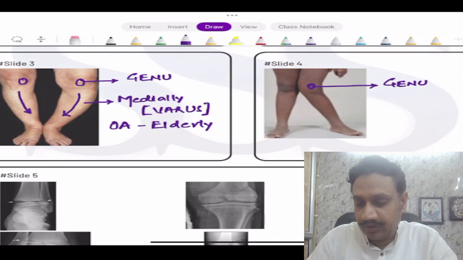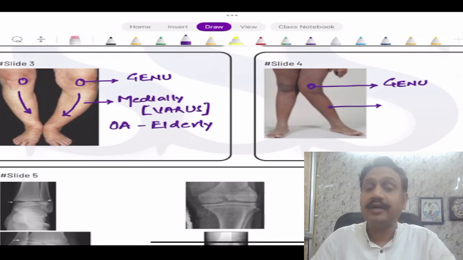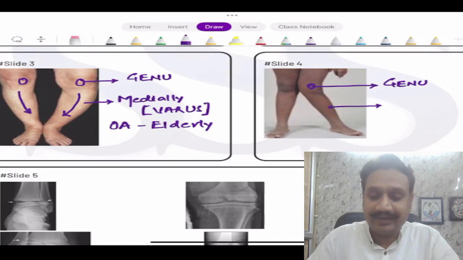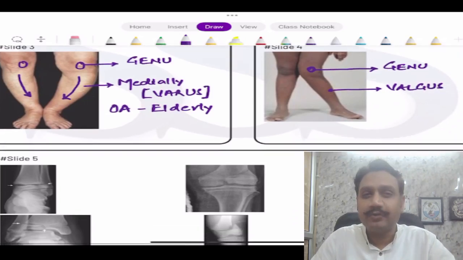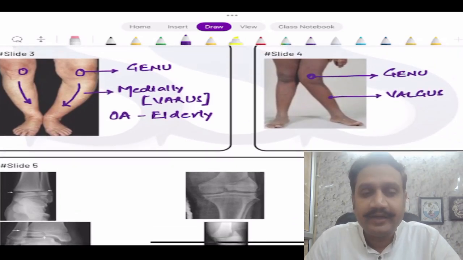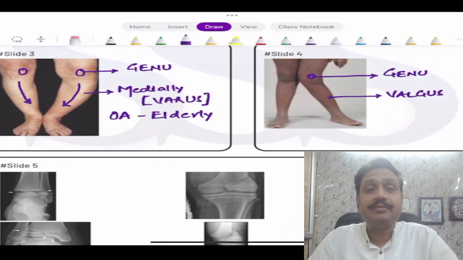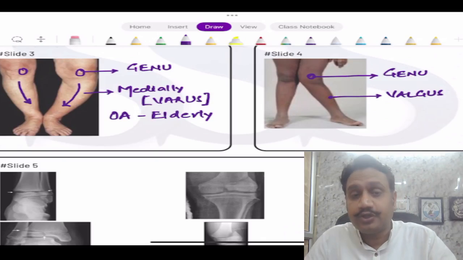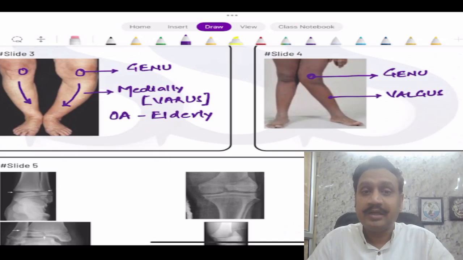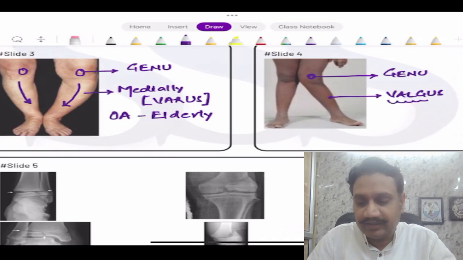If you look at the other deformity, again the knee is involved, so it has to be genu, and the part of the limb distal to the joint is going laterally. So it is called valgus. Genu valgus. Where do we see genu valgus? Any topic you remember? Genu valgus can be seen in cases of rickets, and in rheumatoid arthritis, the windswept deformities, you remember? So please remember how to define the deformities.